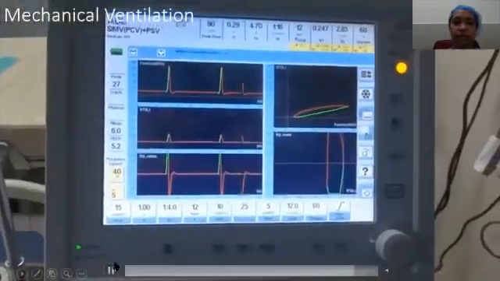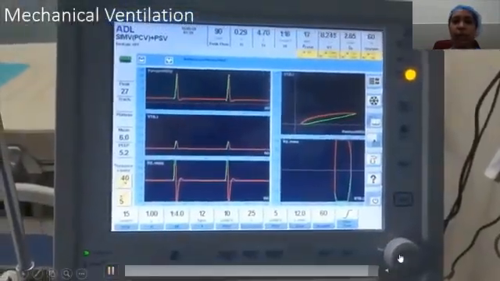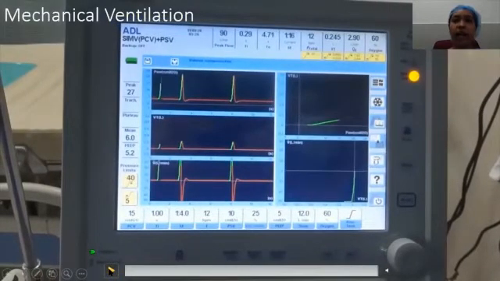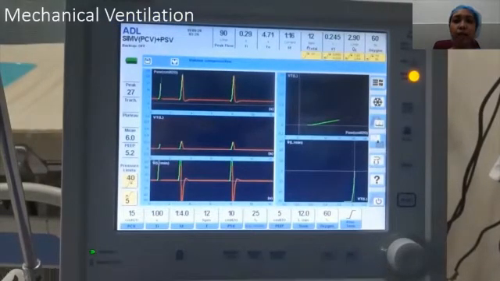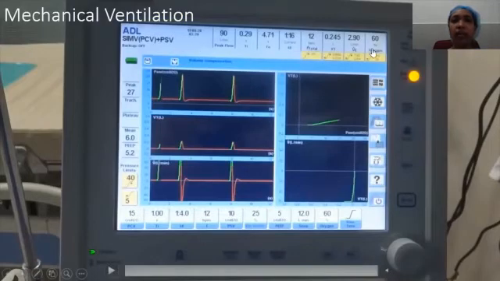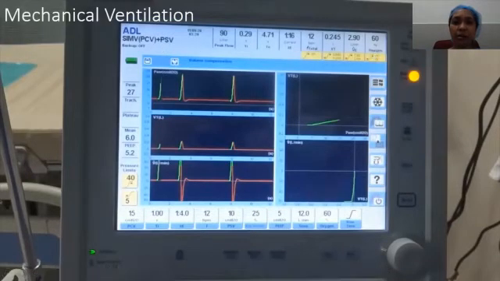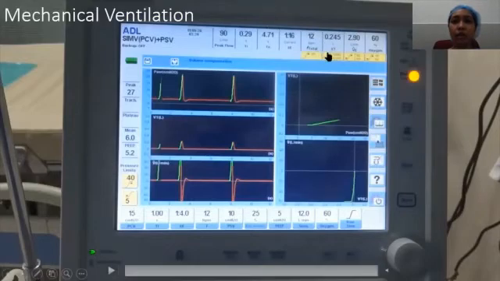Once all the settings are done, the control mode panel is then pressed and the ventilator starts ventilating your patient. The upper portion of the ventilator again gives the patient parameters and is meant for monitoring. The tidal volume of the patient is shown on the screen. The frequency, that is the respiratory rate, and the FiO2 being delivered to the patient.